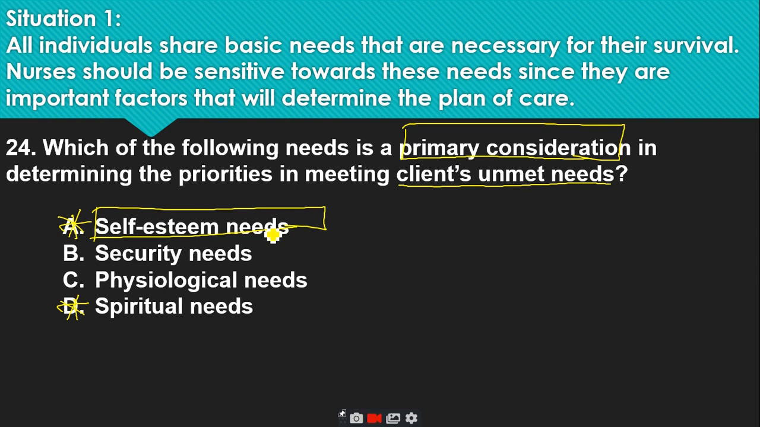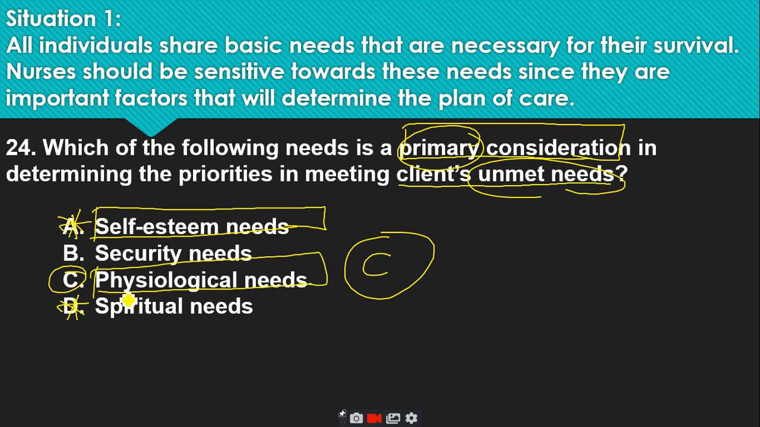So we're left with two choices. Let's read again the question. Which of the following needs is a primary consideration in determining the priorities in meeting clients' unmet needs? Of course, our primary consideration for patients, especially on the patient's unmet needs, is letter C. So the best answer for number 24 is physiological needs. And when physiological needs are met, it will then proceed to security needs or safety and security needs. So the best answer for number 24 is letter C. Let's now have question number 25.